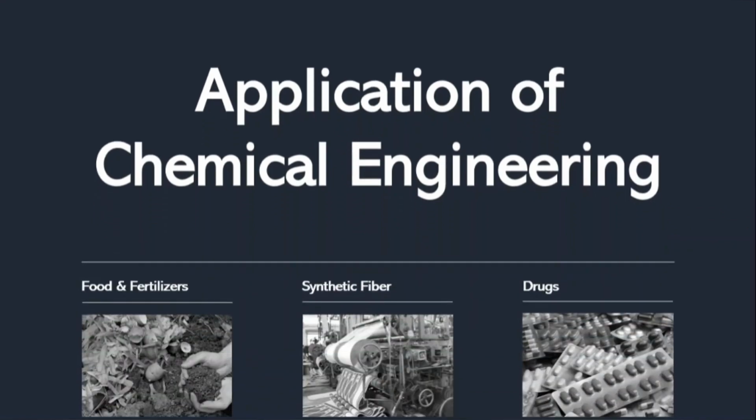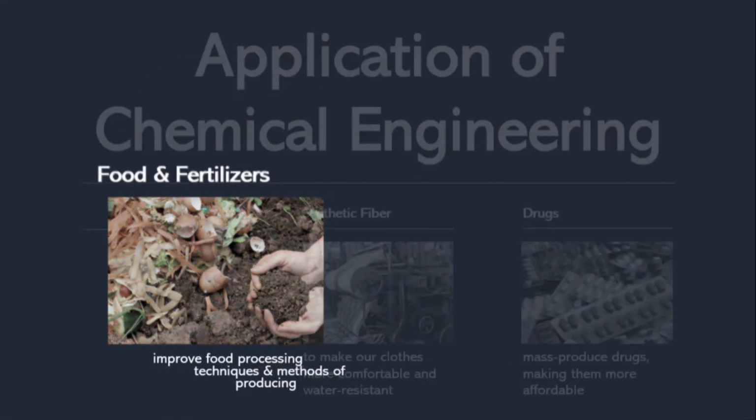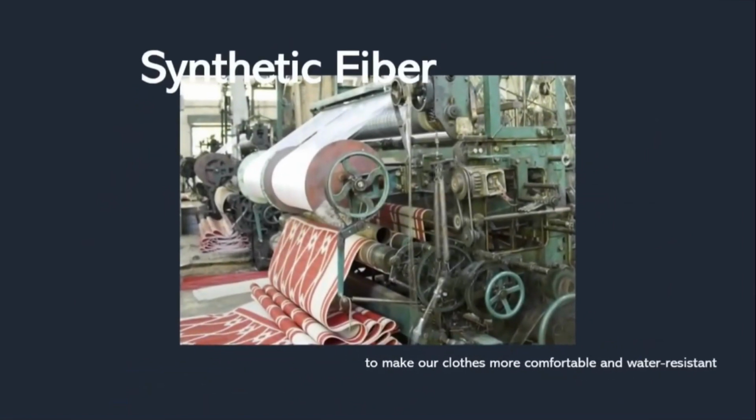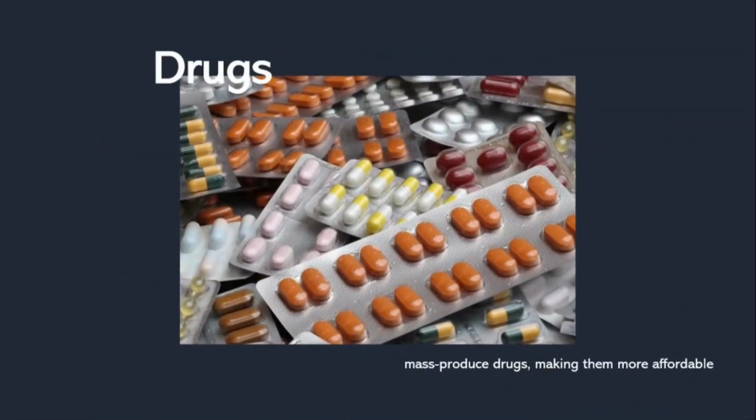Application of chemical engineering. First, we have food and fertilizers, where it can improve food processing techniques and methods of producing. Synthetic fiber, to make our clothes more comfortable and water resistant. Drugs. Mass-produced drugs make them more affordable.